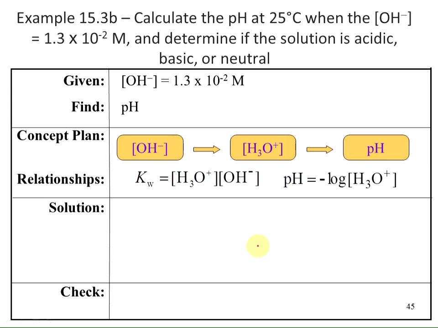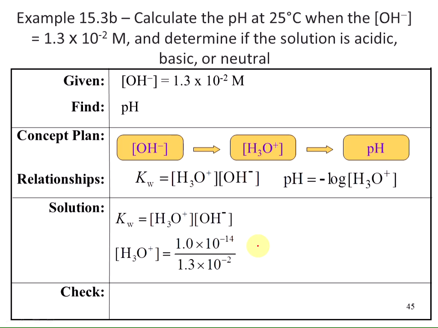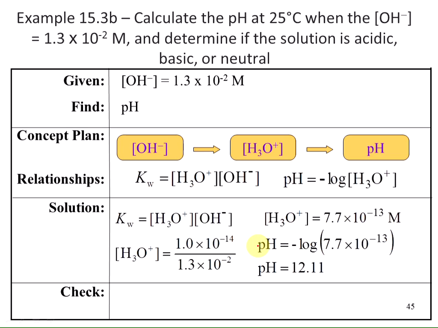So using the Kw and the hydroxide concentration, I can determine that the H plus concentration is 7.7 times 10 to the minus 13th molar. Now that I have the hydronium concentration, I can take the negative log of that to get my pH. So I've determined that my pH is 12.11.